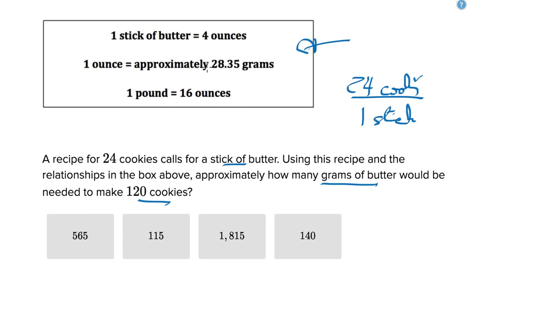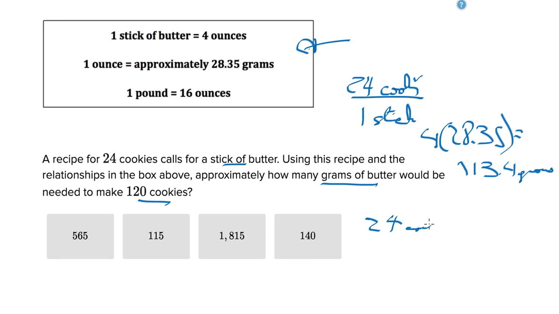So if we want to figure out how many grams there are in a stick of butter, we're going to have to multiply 4 times 28.35. So 4 times 28.35 is going to give you 113.4 grams about. So that means that 1 stick of butter is 113.4 grams, and that's how many grams you're going to need for 24 cookies. So let's go ahead and rewrite our rate here as 24 cookies is going to mean 113.4 grams of butter.